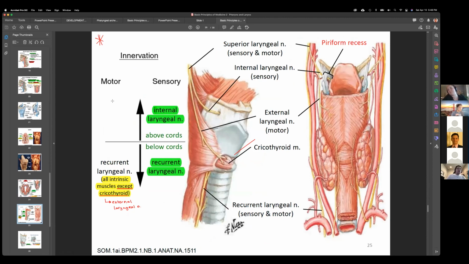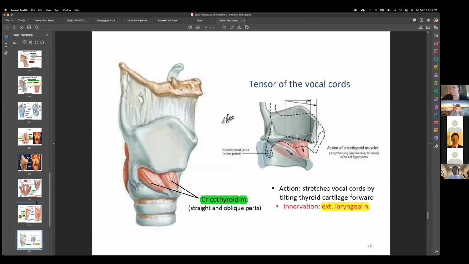There are technically no motor nerves that you need to worry about above the cords. Everything kind of dives down below. So sensory above is going to be internal laryngeal. Below, everything's going to be recurrent laryngeal. So just compartmentalize that in your head. Everything sensory and motor below is going to come from the recurrent laryngeal. And of these, all the intrinsic muscles except the cricothyroid, remember that's going to be external laryngeal. So you just have to sit with it a little while and work this out. But those are definitely possible test questions.